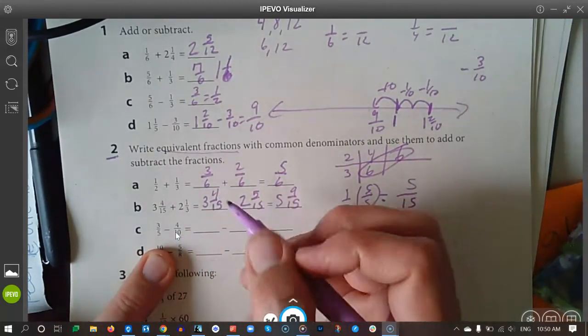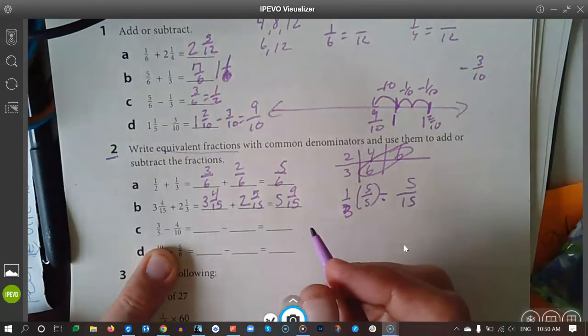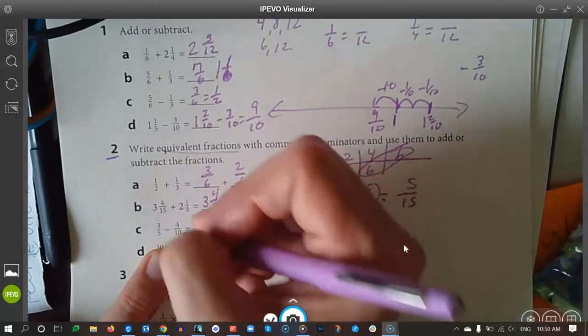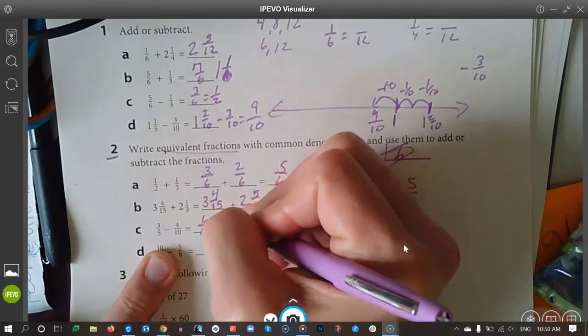All right, next up, we have 3/5 minus 4/10. I look at that 5 and 10. I can't subtract them yet. I have to change one or both. I'm just going to change one because I know fifths can go into tenths. So this is 6/10 minus 4/10.